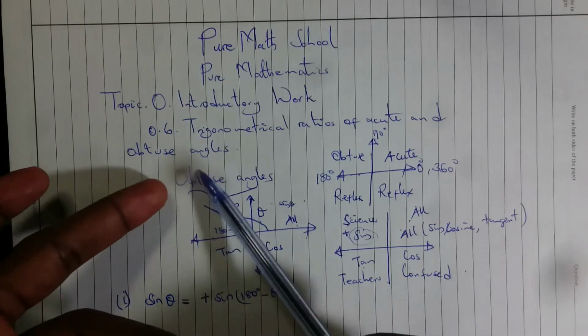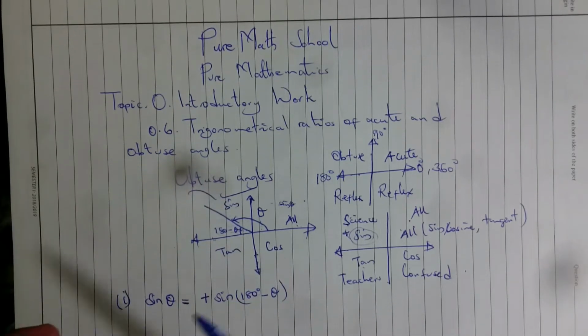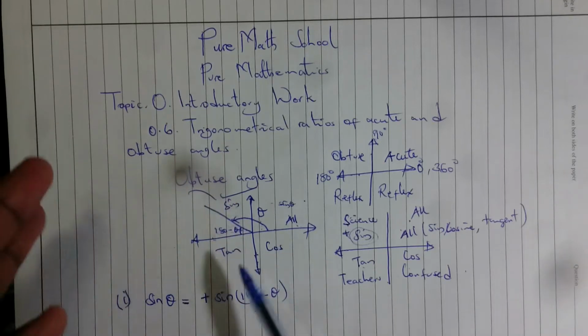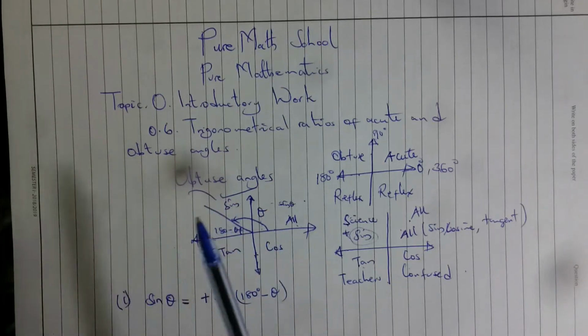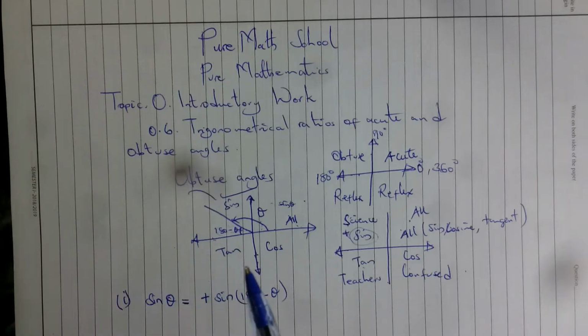But now for this case, today we are going to look at obtuse angles. For obtuse angles, if sine of an angle, say theta, is going to be given by sine of its supplement, supplementary angles add up to 180 degrees. So the supplement of an angle, say theta, is 180 degrees minus theta. That's a supplement. So sine of theta is going to be sine of 180 minus theta, which is its supplement, but with appropriate sign.